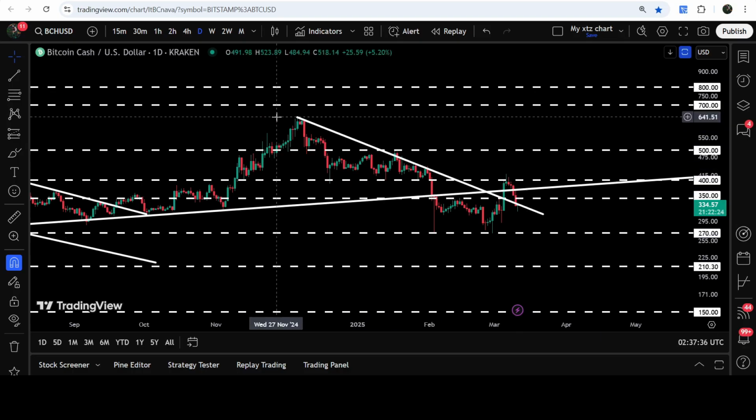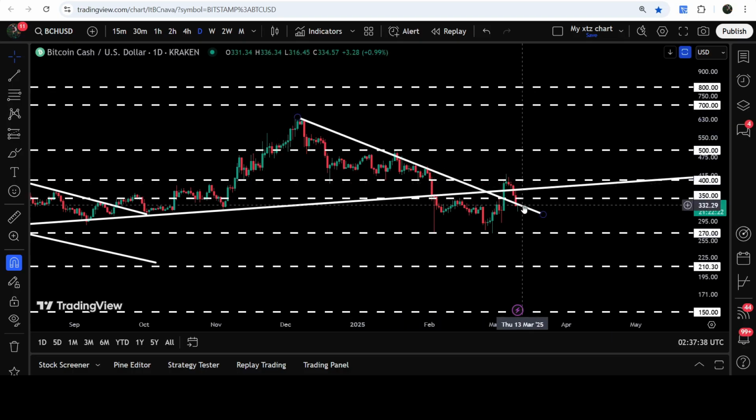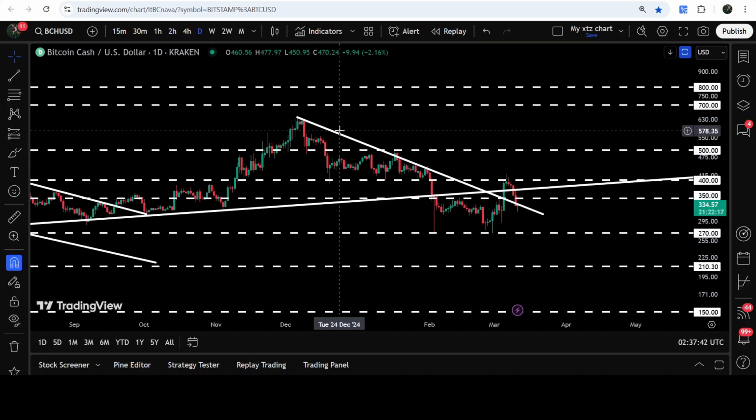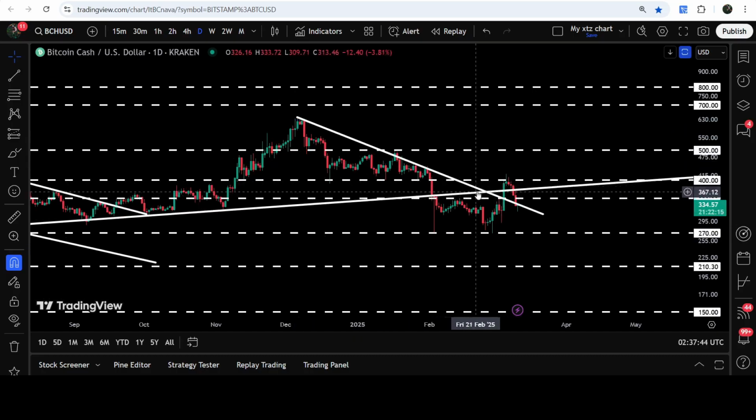Price of Bitcoin Cash is now retesting this next downtrend and support. Recently, we were following this breakout from this downtrend and resistance, and we also broke out this very long-term uptrend and resistance as well. But after the breakout, it was rejected by this very strong long-term resistance of $400.